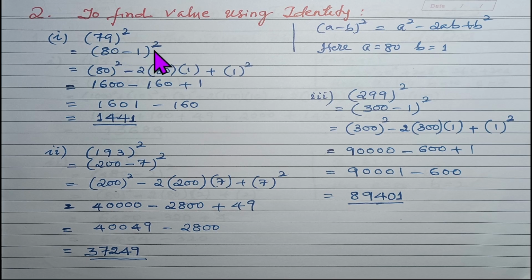That means it is a minus b whole square form. We know that a minus b whole square is equal to a square minus 2ab plus b square. Now the second example, to find the value using identity. The first example given here is 79 square.